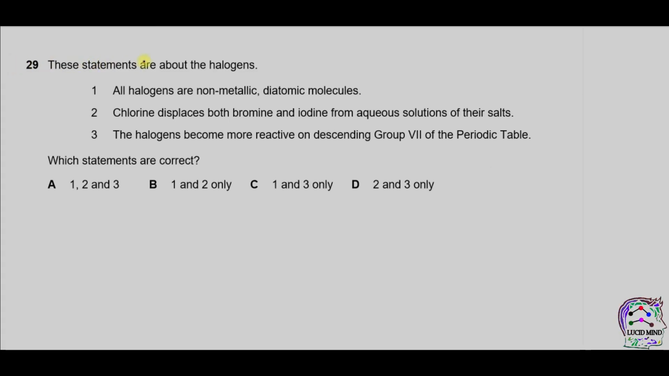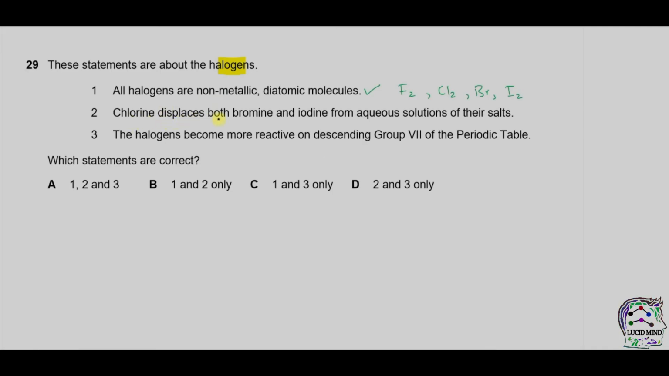Question 29. These statements are about halogens. Number 1. All halogens are non-metallic diatomic molecules. This statement is correct as we have fluorine F2, chlorine Cl2, bromine Br2, iodine I2. They are all non-metallic and diatomic molecules.